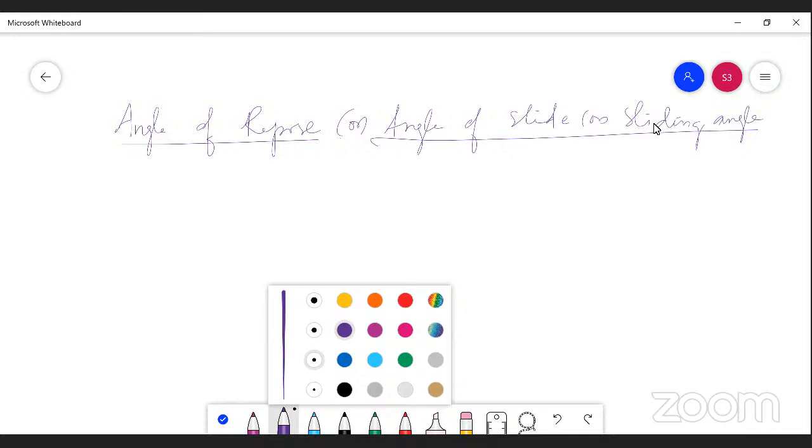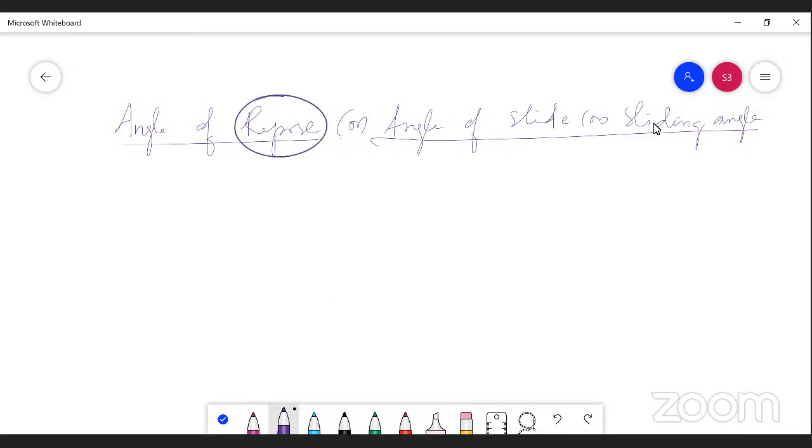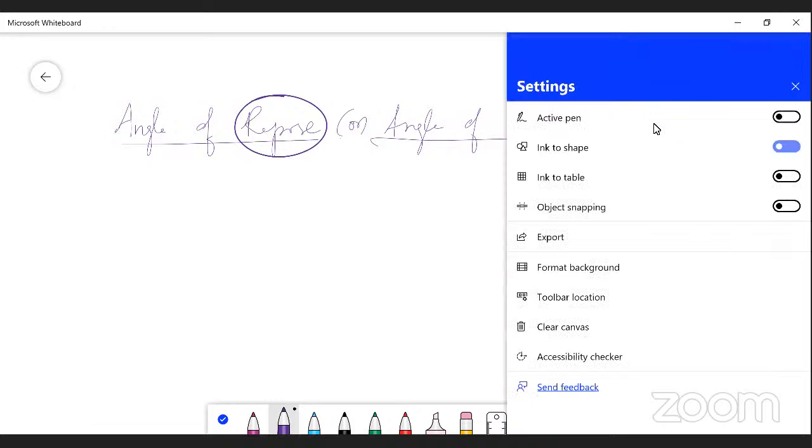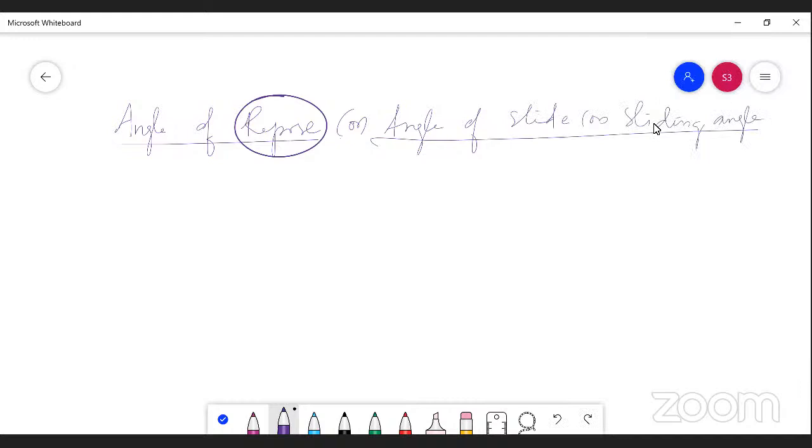What is meant by repose? Repose here refers to a rest, a state of rest. So, if you place an object over an inclined surface, up to a particular value of angle of inclination, the object will be in the state of rest. If the angle of inclination is increased beyond that, the object will begin to slide down.